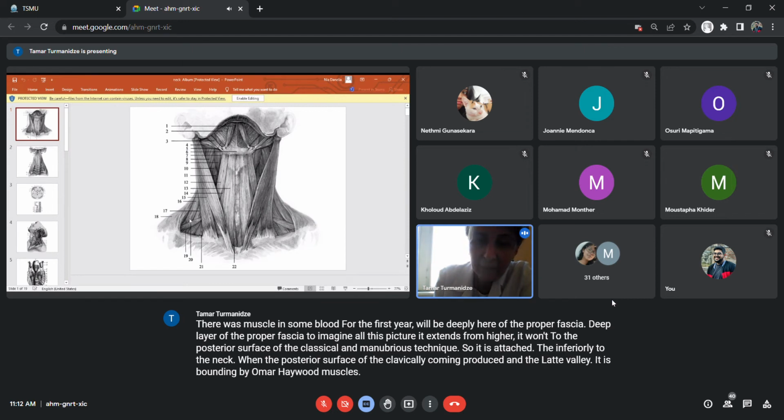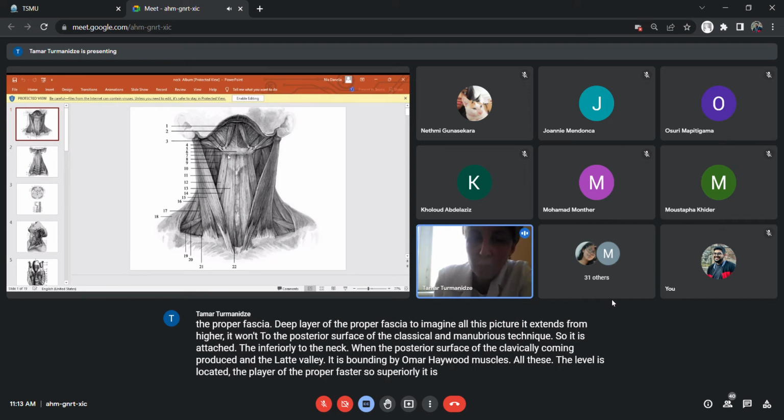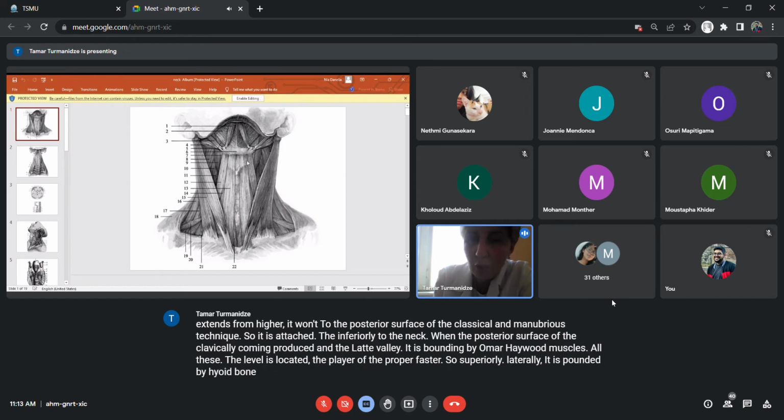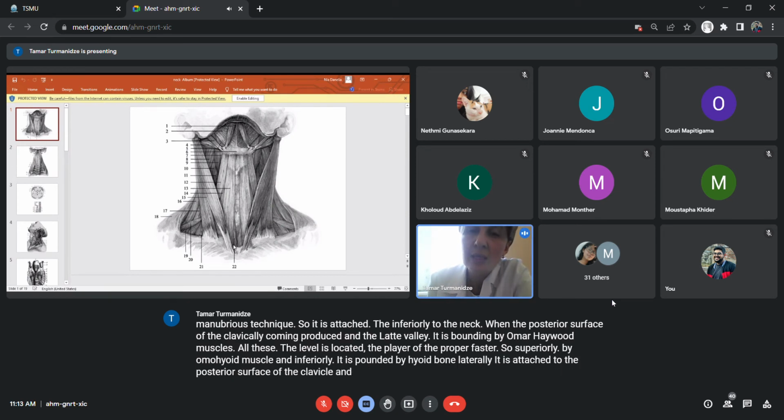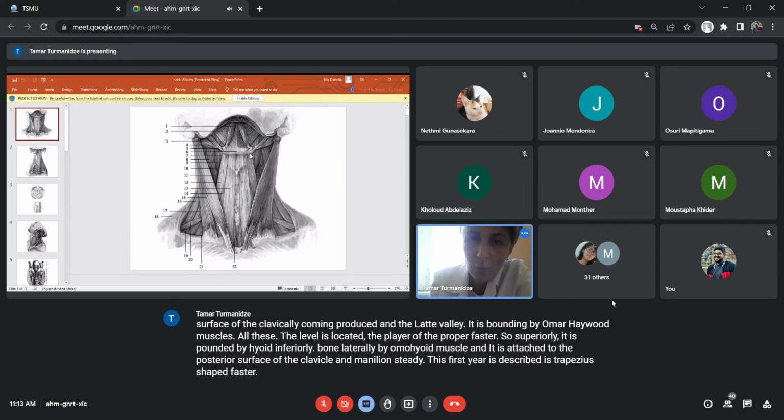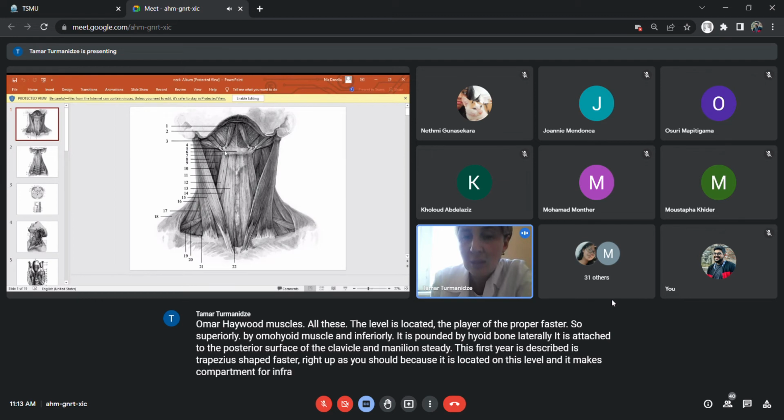On this level is located the deep layer of the proper fascia. So superiorly it is bounded by the hyoid bone, laterally by the omohyoid muscle, and inferiorly it is attached to the posterior surface of the clavicle and manubrium sterni. This fascia is described as trapezium-shaped fascia. Why trapezium shape? Because it is located on this level. And it makes a compartment for infrahyoid muscles.